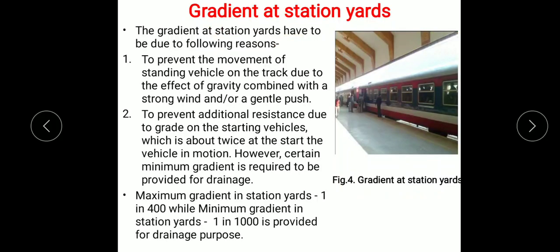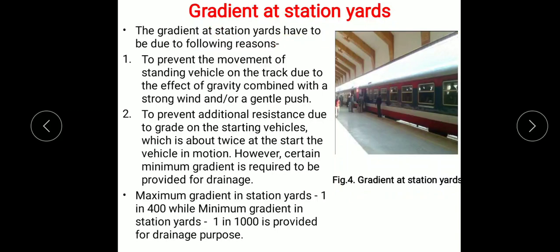The last type is the gradient at station yards. Whenever the train is at a standing position, the gradient provided is called the gradient at station yards. The gradient at station yards has to be provided due to the following reasons. The first is to prevent the movement of standing vehicles on the track due to the effect of gravity combined with a strong wind and or a gentle push.